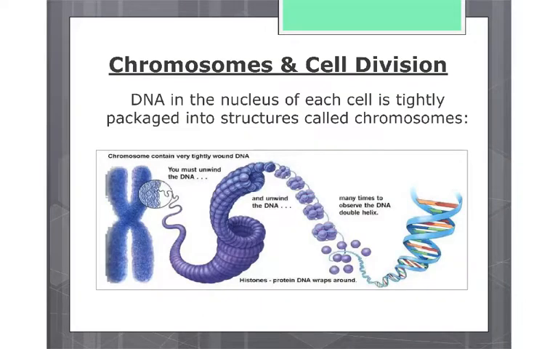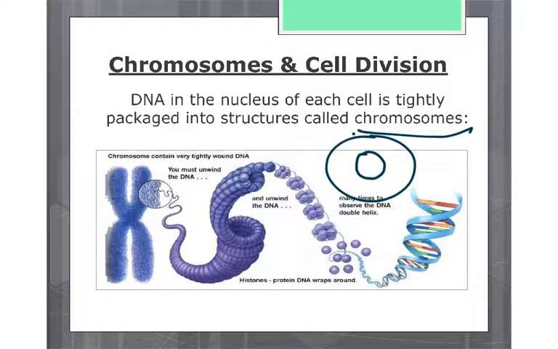So chromosomes and cell division. DNA is in the nucleus of each cell. It is tightly packaged into structures called chromosomes. So when we look at a cell, and we know about this going back to grade 10, here we have a nucleus. We have 46 chromosomes in a normal everyday cell, not our sex cells. And that's what we relate to as our chromosomes. And inside the chromosomes is where you're going to find your DNA and that genetic material.